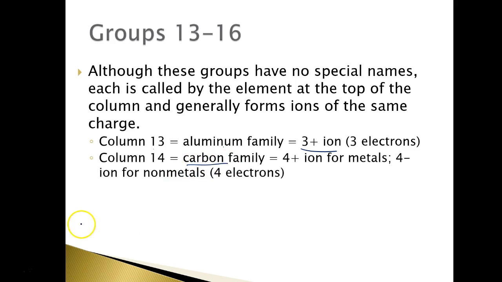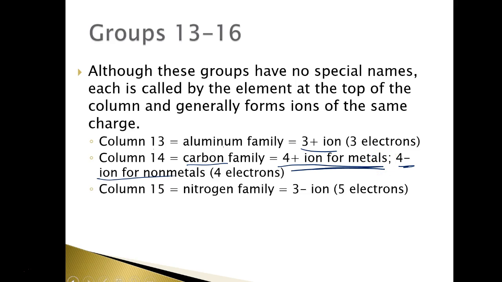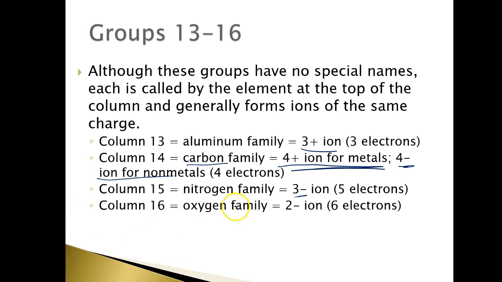Carbon family is column 14. If it's a metal, they tend to be positive 4. If it's a non-metal, they tend to be negative 4. It depends on if they're a metal or not metal. 15 is the nitrogen family. Gets a negative 3 charge. And 16 is the oxygen family, a negative 2 charge.